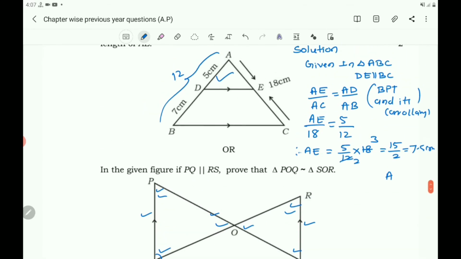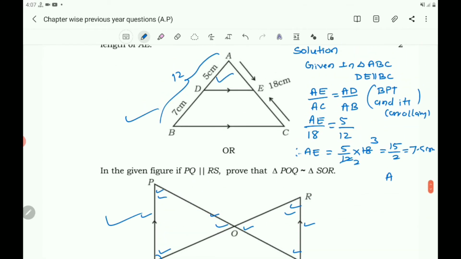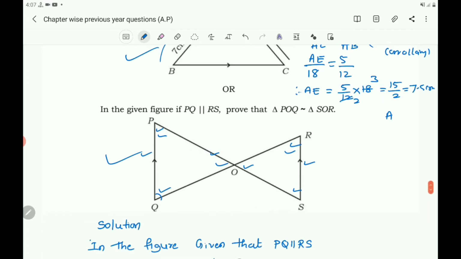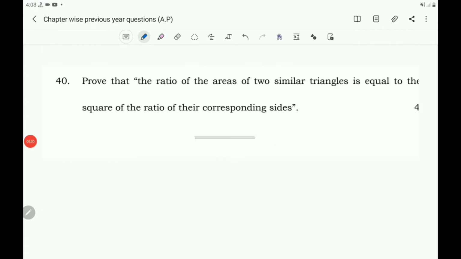So you can solve this question or this question. This question is based on the basic proportionality theorem, and this question is based on the similarity criteria. Now let us take question number 40. Prove that the ratio of the areas of two similar triangles is equal to the squares of the ratio of their corresponding sides. So here we have to prove that the ratio of the areas of two similar triangles is equal to the squares of the ratio of their corresponding sides.